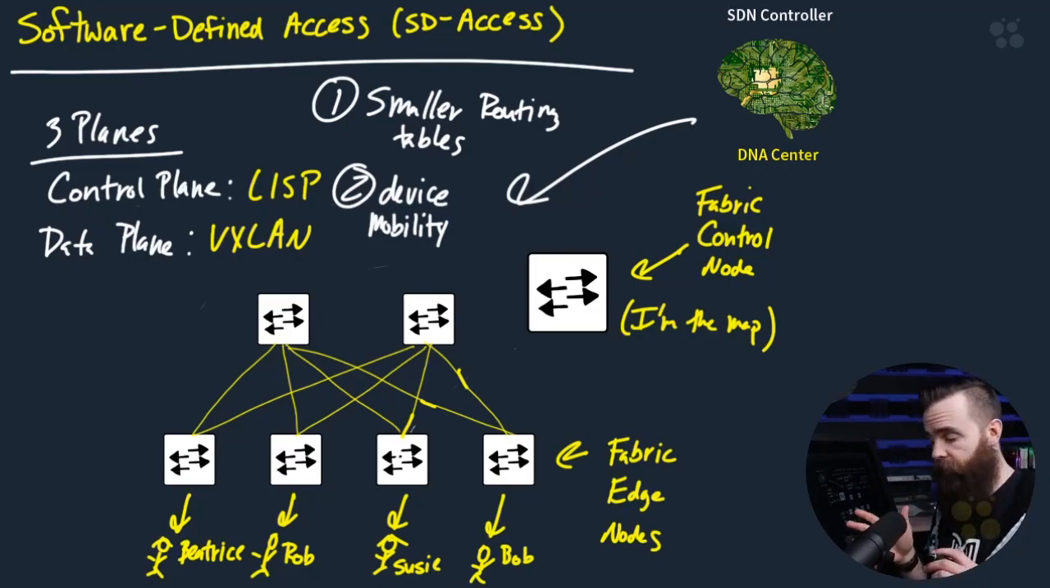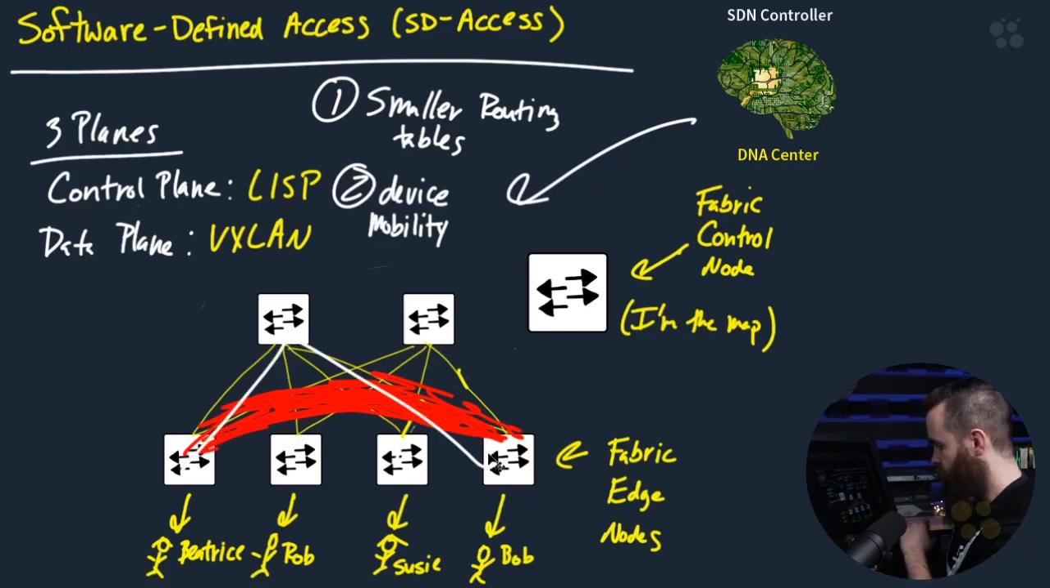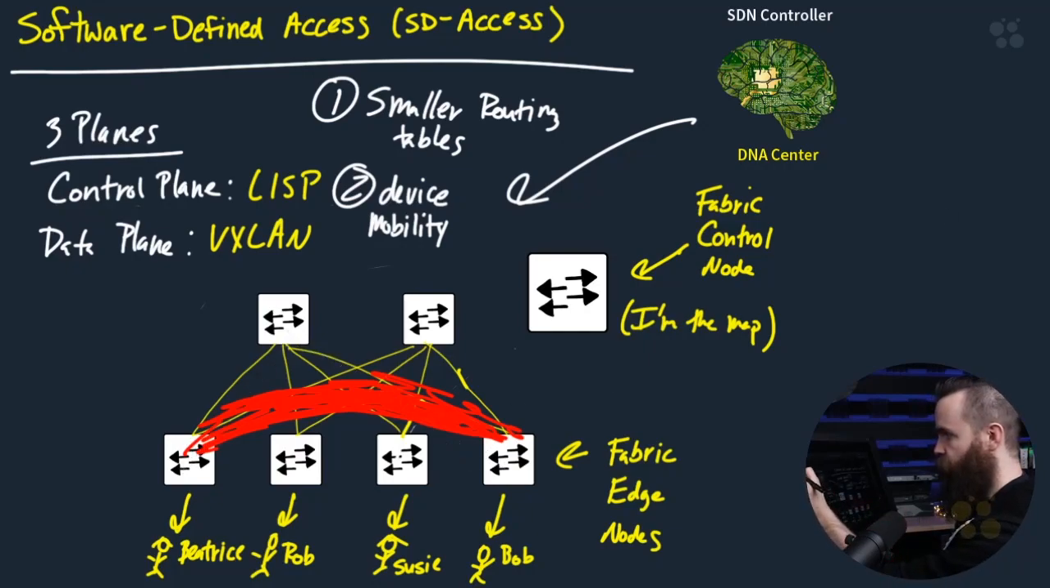A simplistic view of this is if Beatrice right here wanted to talk to Bob, well, she would first go to her fabric edge node, and the fabric edge node would find out, hey, where's Bob, by asking the map. Once it has the map, it creates a tunnel. Tunnel o' love, the VXLAN tunnel, straight to the fabric edge node, at least from the perspective of the overlay. From the underlay perspective, it's going to be like a hop. But tunnel o' love, that's a direct connection. Of course, there's a lot more to that under the hood.